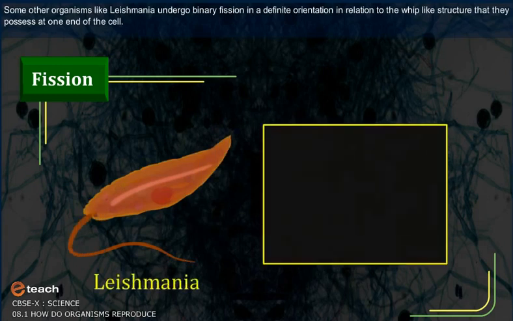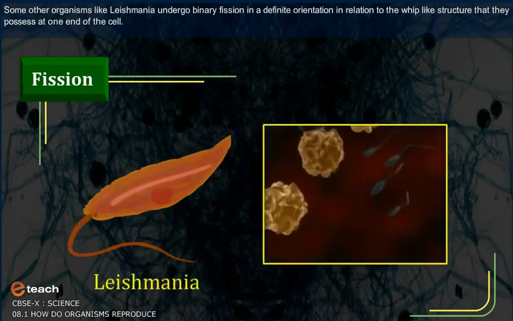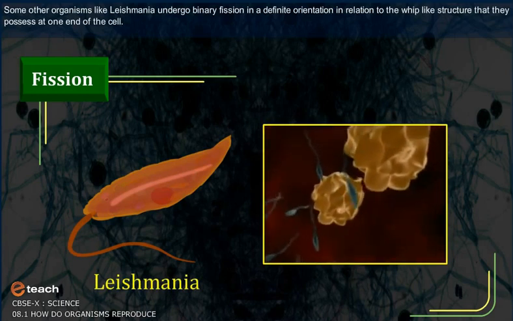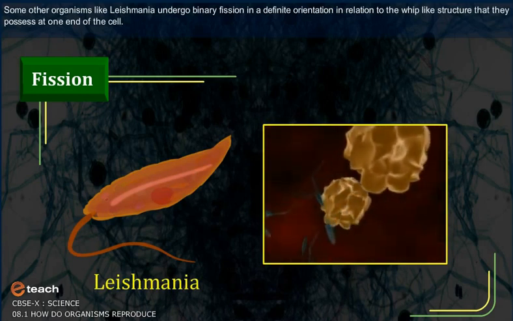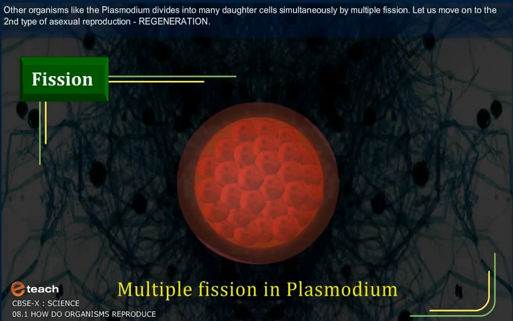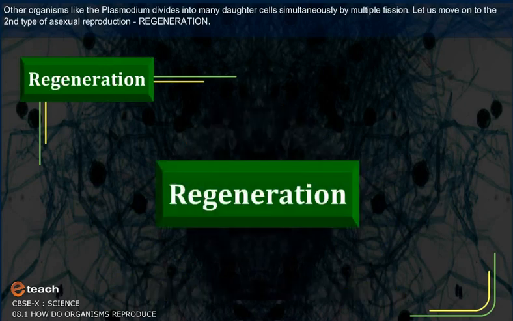Some other organisms like leishmania undergo binary fission in a definite orientation in relation to the whip-like structure that they possess at one end of the cell. Other organisms like the plasmodium divide into many daughter cells simultaneously by multiple fission.